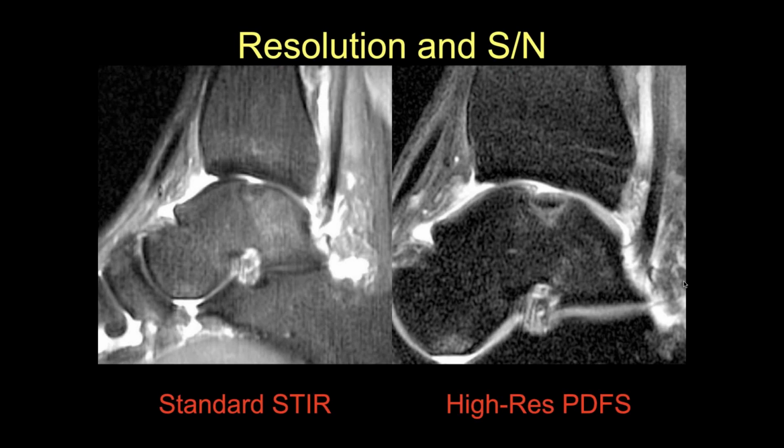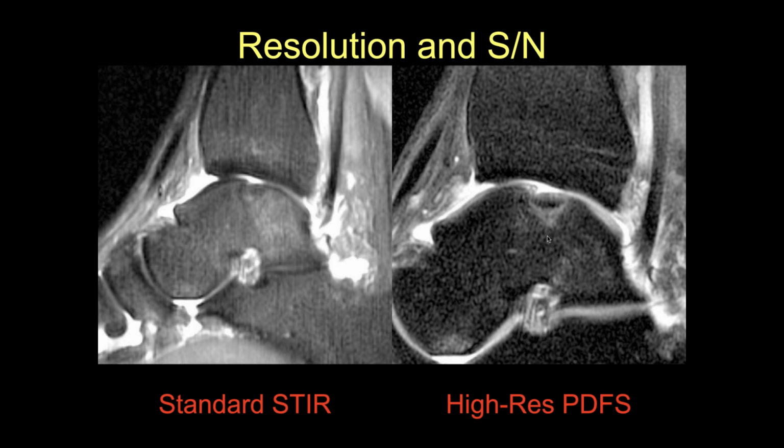One of the reasons we do fat suppressed images, PD fat sats, is that we're able to get better signal to noise than we can with a STIR. And by doing that, it allows us to get higher spatial resolution, as we can see here. So we like to use PD fat sats for most of our fat suppressed images because the image quality is better.